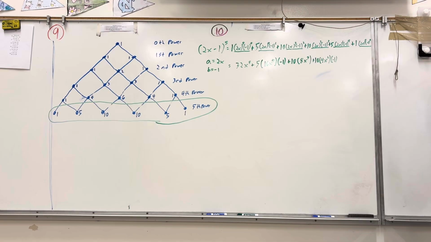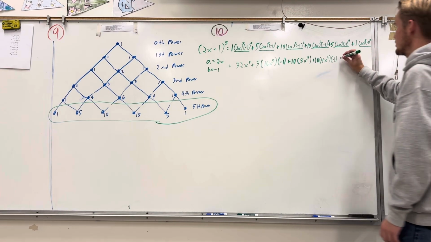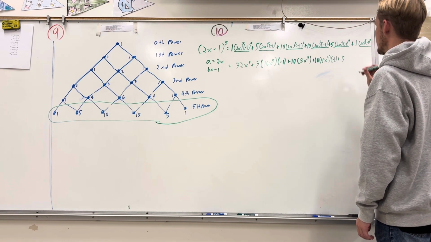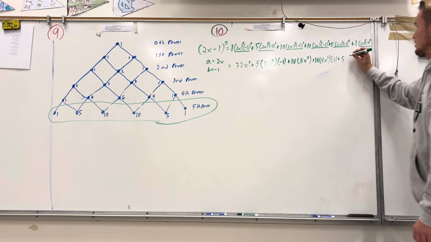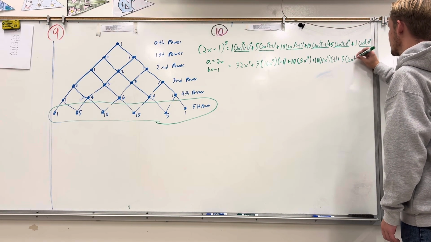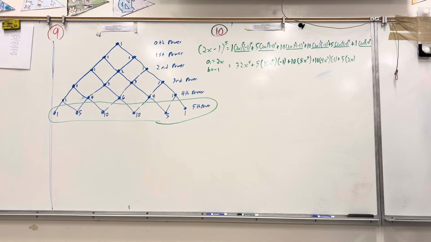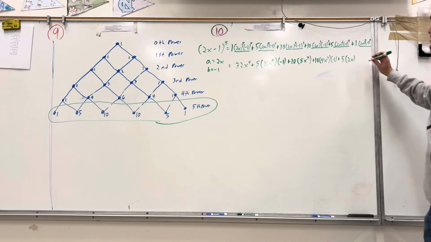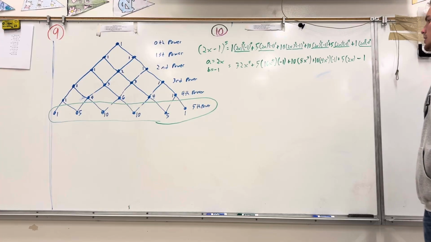Next, we're at the last two pieces now. 5 times 2x to the power 1 times negative 1 to the power 4. 2x to the power 1 is just 2x, so 5 times 2x. And then negative 1 to the power 4, that's just positive 1, so we don't worry about that. Finally, we have 1 times 2x to the 0 times negative 1 to the power 5. 2x to the power 0, you guys gotta remember, anything to the power 0 just equals 1. So this just equals 1 times negative 1 to the 5th is negative 1. So 1 times 1 times negative 1, that just equals negative 1. So we have a minus 1 there.